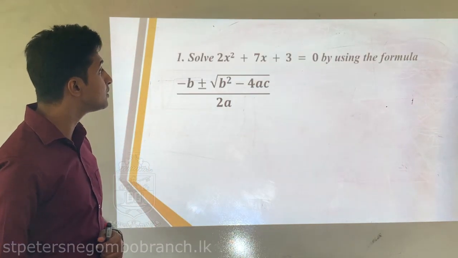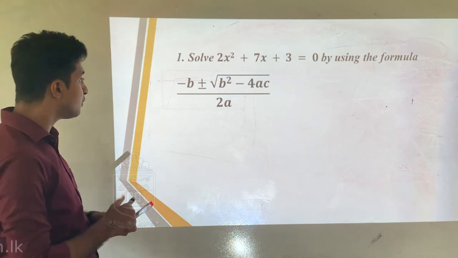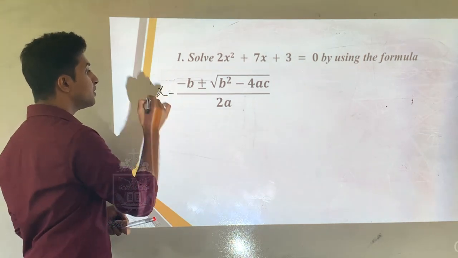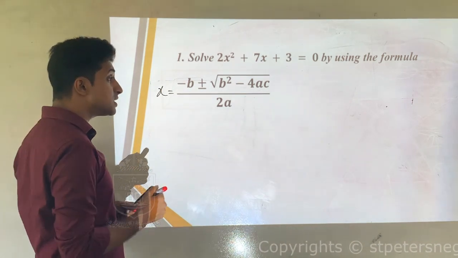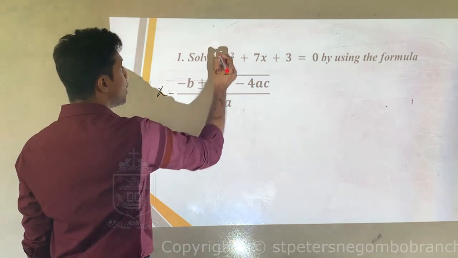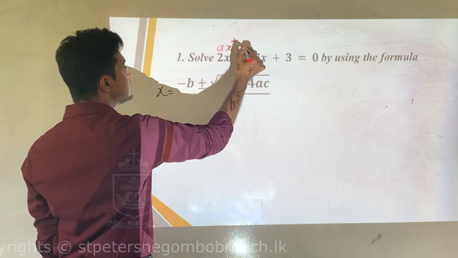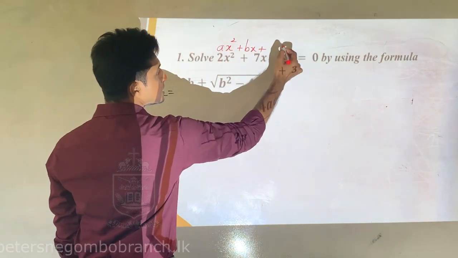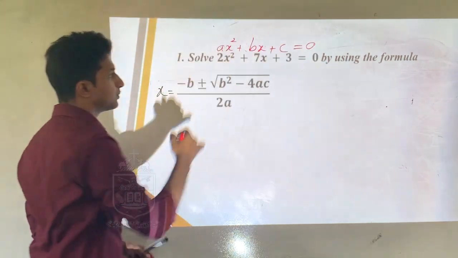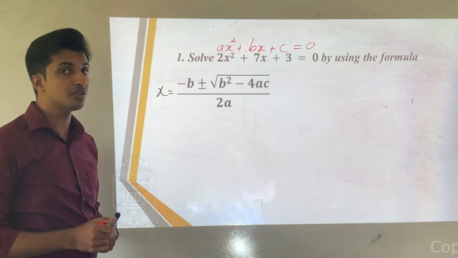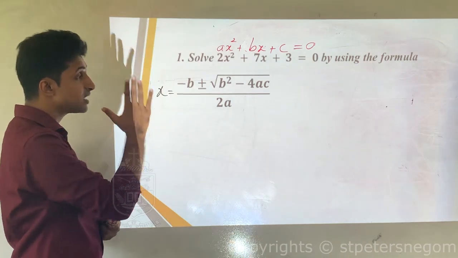Right. Let's move on to the very first equation. Solve the given quadratic equation by using the formula. So they have also given me the formula. Formula will not be given for the exam, so you have to remember. First step you have to do is, with the equation they have given you, write down ax squared plus bx plus c equals 0. You cannot change the order of a, b and c. It has to go in the same order. Ax squared plus bx plus c.